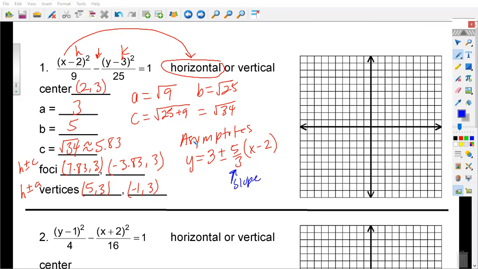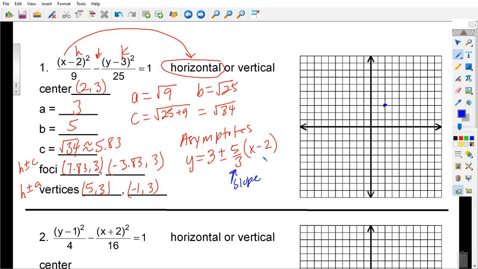All right, so we're going to graph our center. We're going to go to (2, 3). From my center, I like to go ahead and find my asymptotes, because my asymptotes are going to intersect at the center. Does that make sense? To do that, all I'm going to do is apply my slope. Now, if you didn't want to apply the slope, could you graph and grab some points? Yes, but you could do this without it.